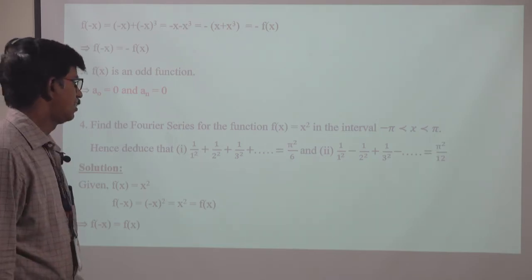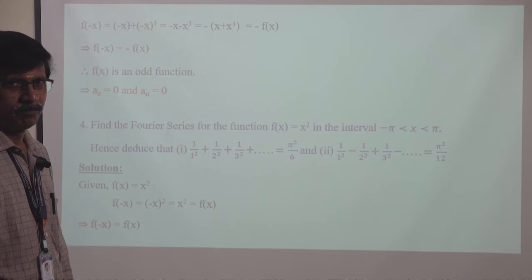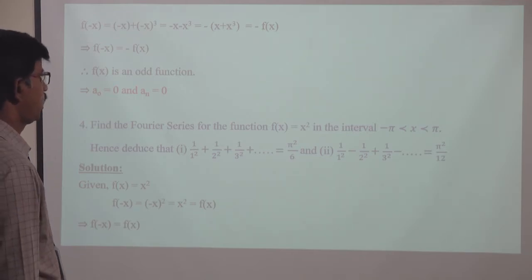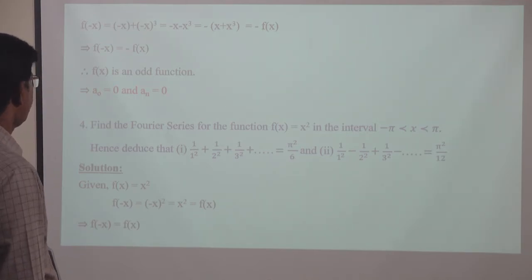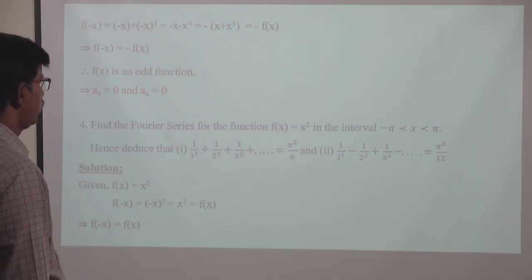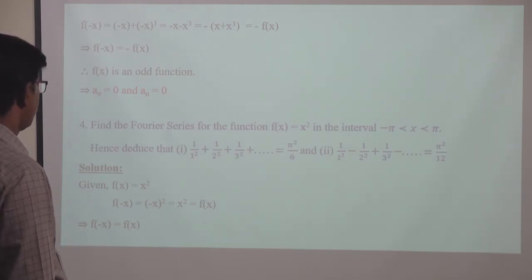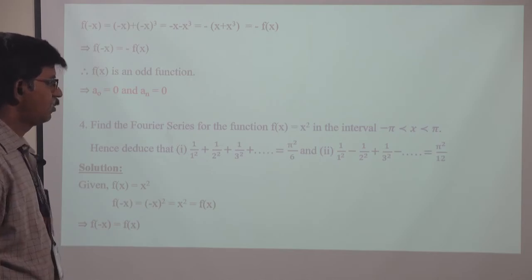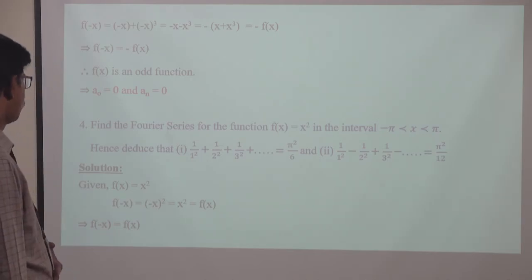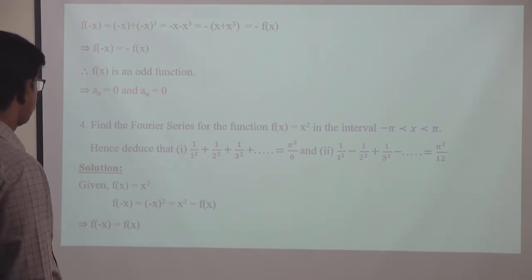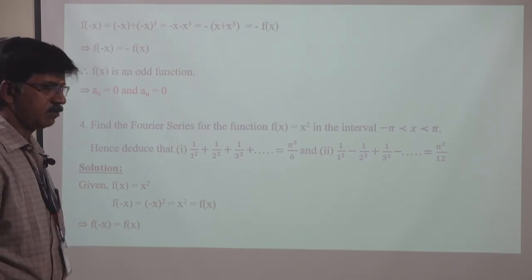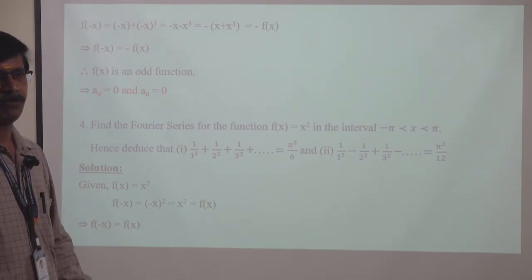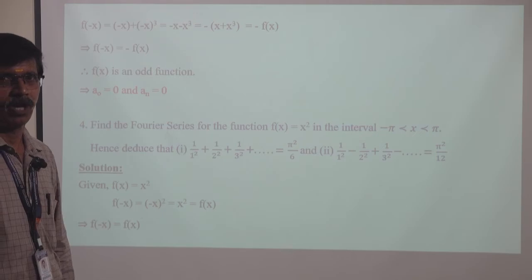Now we are going to consider the problem in the form of f of x equal to x square in the interval minus pi to plus pi. Find the Fourier series for the function f of x equal to x square in the interval minus pi to plus pi, and hence deduce 1 by 1 square plus 1 by 2 square plus etc. equal to pi square by 6, and 1 by 1 square minus 1 by 2 square plus etc. equal to pi square by 12. Solution. Given f of x equal to x square, since the interval we have considered is minus pi to plus pi, we have to check whether the given function is even or odd.